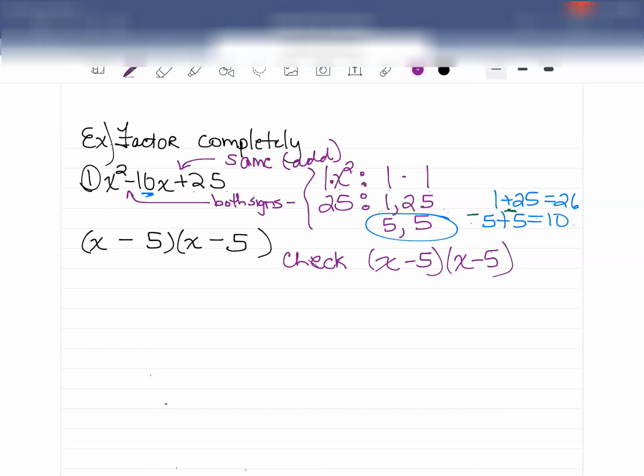X times x is going to give me an x squared. X times minus 5 is a minus 5x. A minus 5 times a x is a minus 5x. And a minus 5 times a minus 5 is a plus 25. Combine my like terms, I get my x squared minus 10x plus 25.